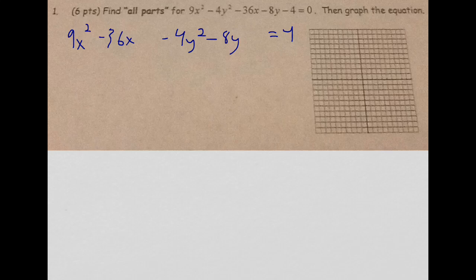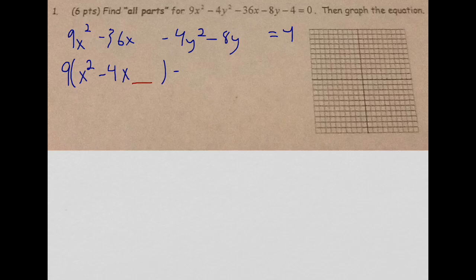So from here I need to factor out the 9 and the 4 from each of these sets of terms. So I get 9 open parentheses x squared, and then I'm going to get an x term. I need to ask myself what times 9, if I were to multiply it in by whatever I'm going to put right here, gives me negative 36. So I need to have a minus 4x there. I'm going to close parentheses. I'm going to leave a gap for myself to complete the square in there.